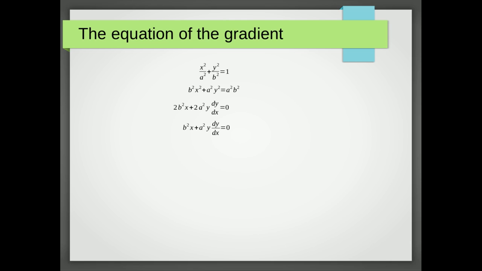I'm now going to divide both sides by 2. Then we're going to take the b squared x squared to the other side. We're now going to divide both sides by a squared y. So now we have an equation which gives us the gradient of the tangent at any point on the ellipse.